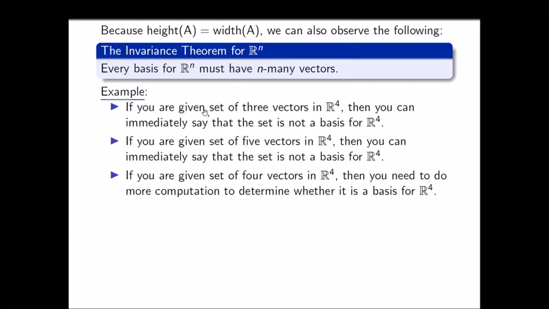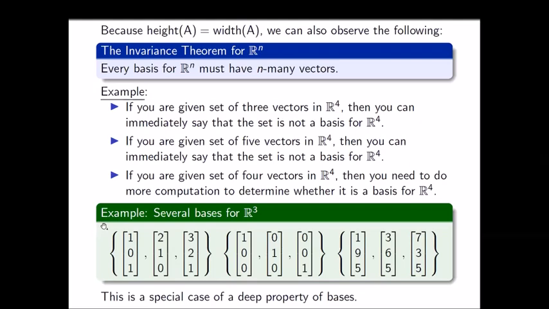So for example, if you're given a set of three vectors in R4, then you can confidently say that the set is not a basis for R4 because we need exactly four vectors. And if you're given a set of five vectors in R4, then you can immediately say that the set is not a basis for R4 because you need exactly four vectors. And if you're given a set of four vectors in R4, then you need to do a little bit more work to determine whether it's a basis or not. So another example, if you were to write any basis for R3, you might have different vectors in the basis, but it's always going to be three vectors of height 3.